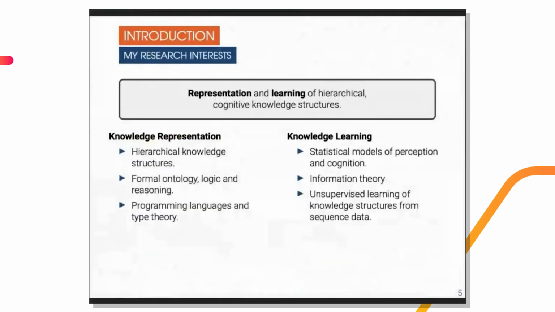So in terms of my specific interests within the group, I tend to summarize them like this. My interests are representation and learning of hierarchical knowledge structures. So this can be broadly broken down into 2 parts. There's the representation part and the learning part. And on the representation side, I'm interested in formal knowledge representation systems. So this involves things like logic, ontology, formal reasoning systems, as well as programming languages and type theory.